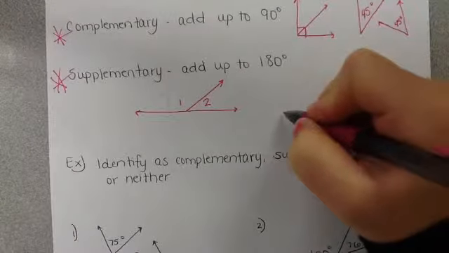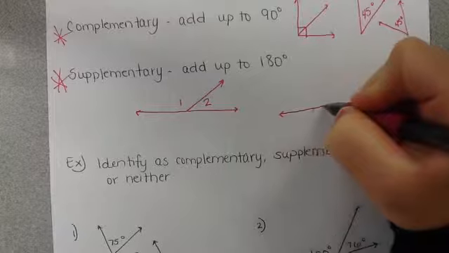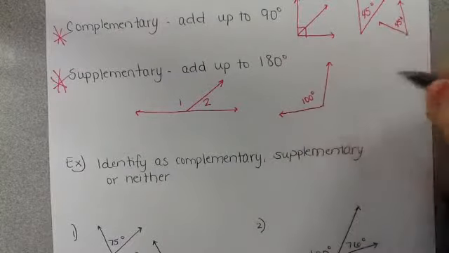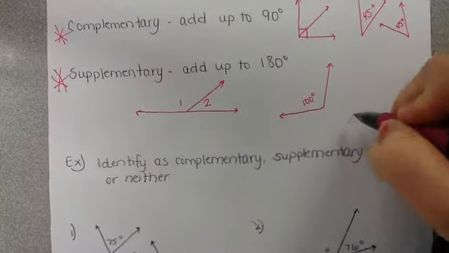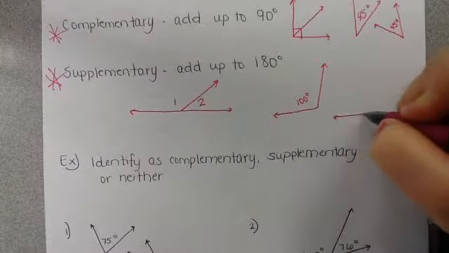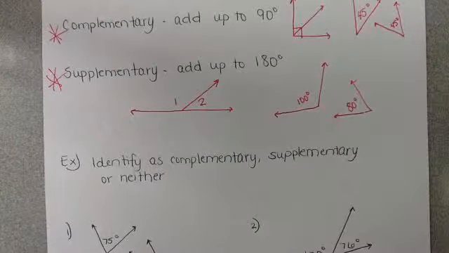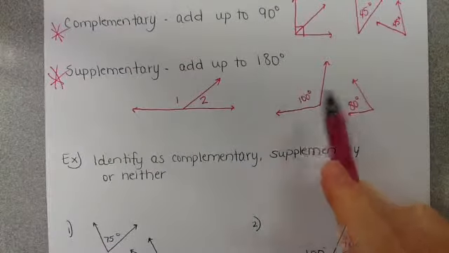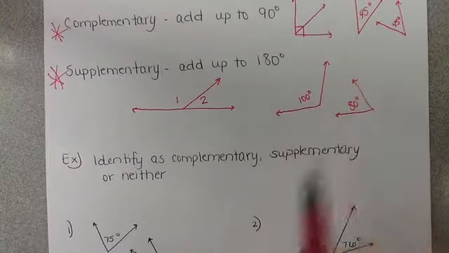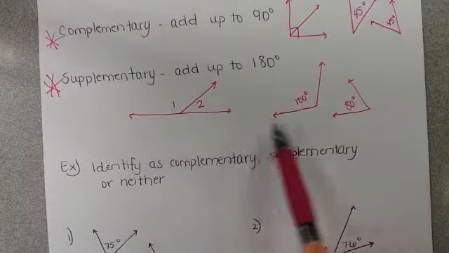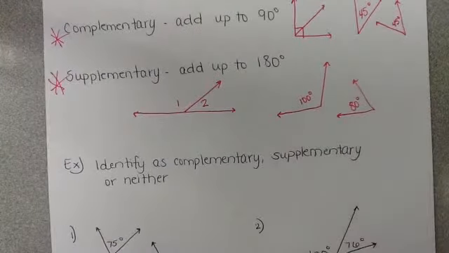We also could have two angles that, when we look at them and add them together, even though they're not touching one another, when you add them together, they still get 180. So those are supplementary. So they either make a straight line, or when you add them together, you get 180.